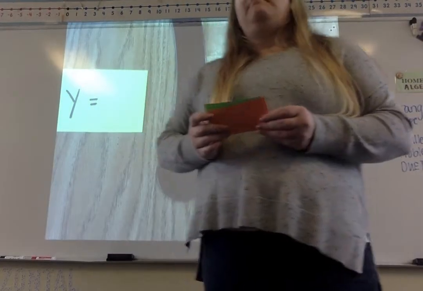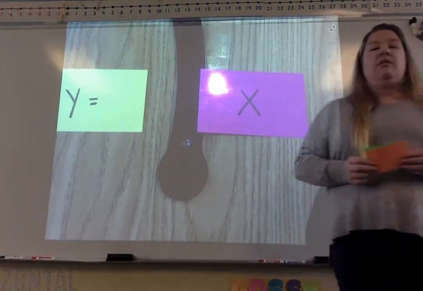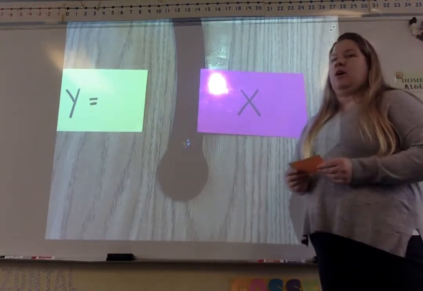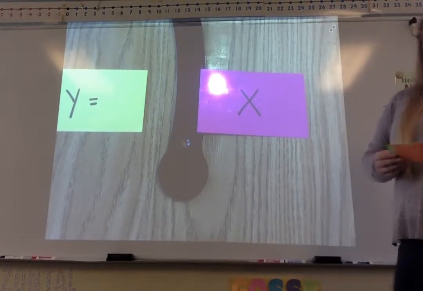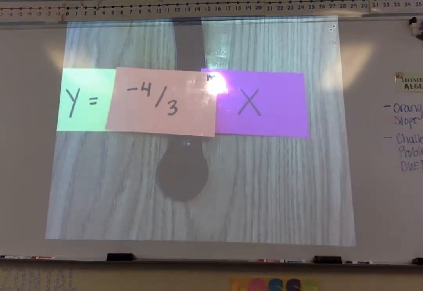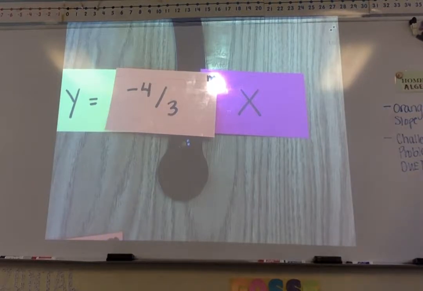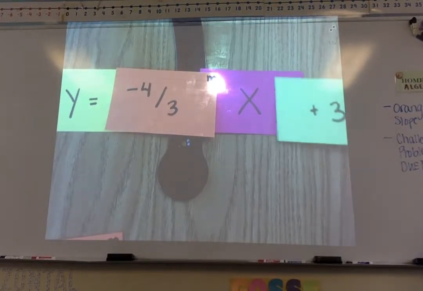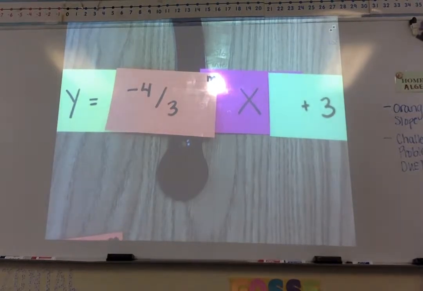Good. What does it mean if your graph is crossing the y-axis through 0? Where is it going through? The origin. Good. Okay. All right. Now, show me an equation that has a slope of -4/3 and +3. +3 is the y-intercept. Beautiful. Nicely done.